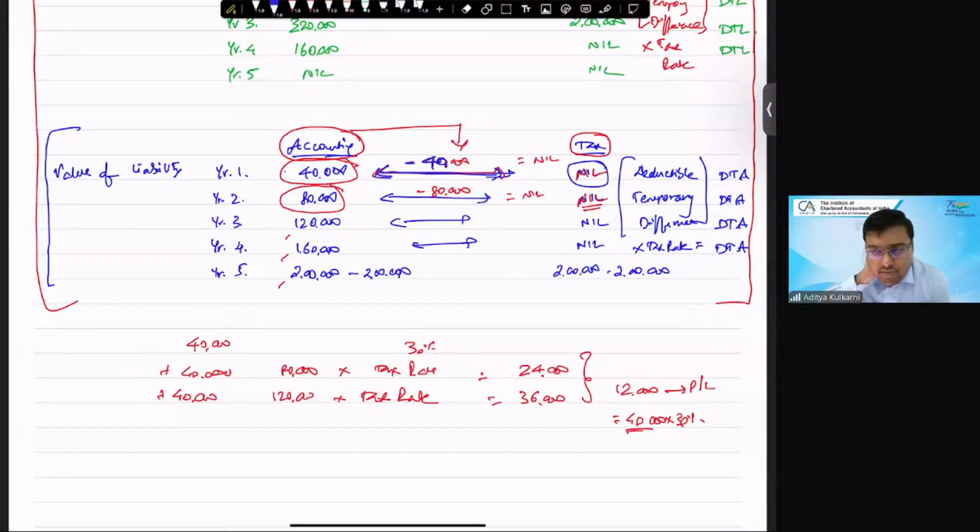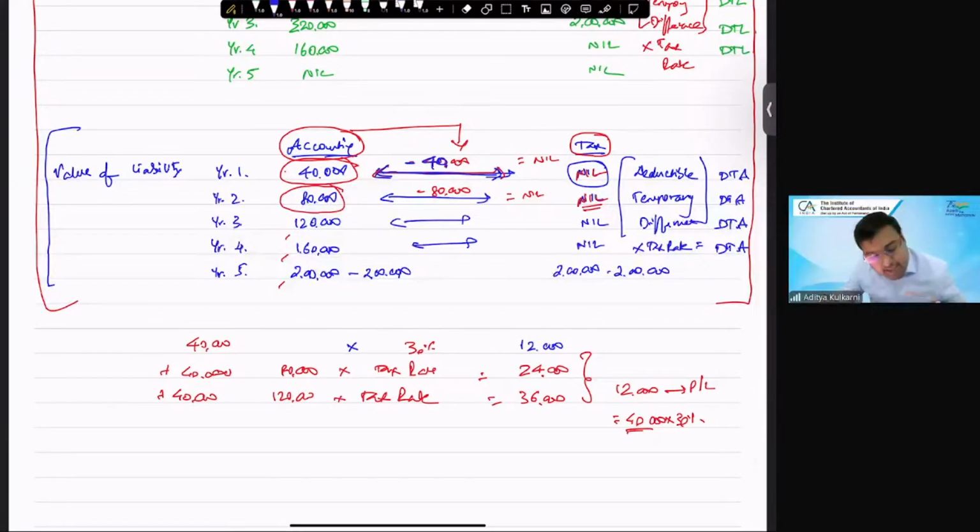In this, we are doing this so that our DTA will show as accumulated in the second year, 24,000. Yes, that's right. Absolutely right. Your accumulated DTA at the end of the second year is 24,000. In the first year, your DTA will be 12,000, 40,000 into 30%. Accumulated DTA, because what is happening here?